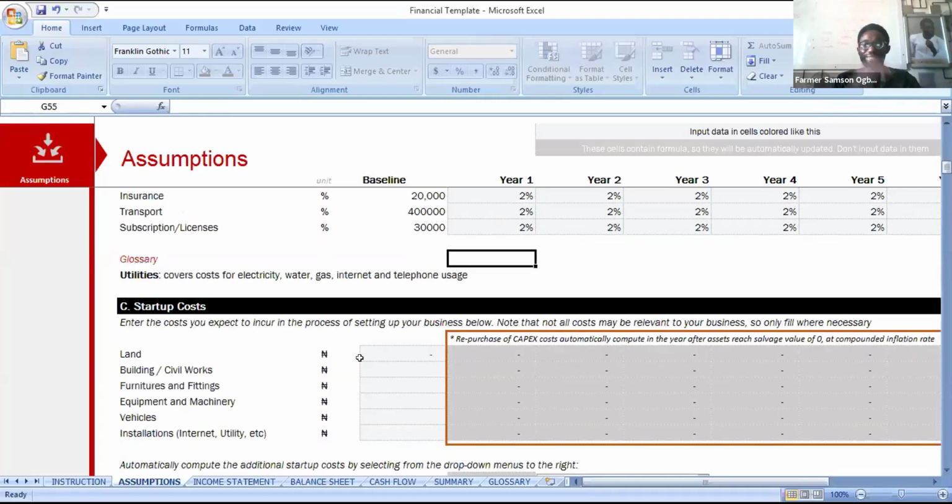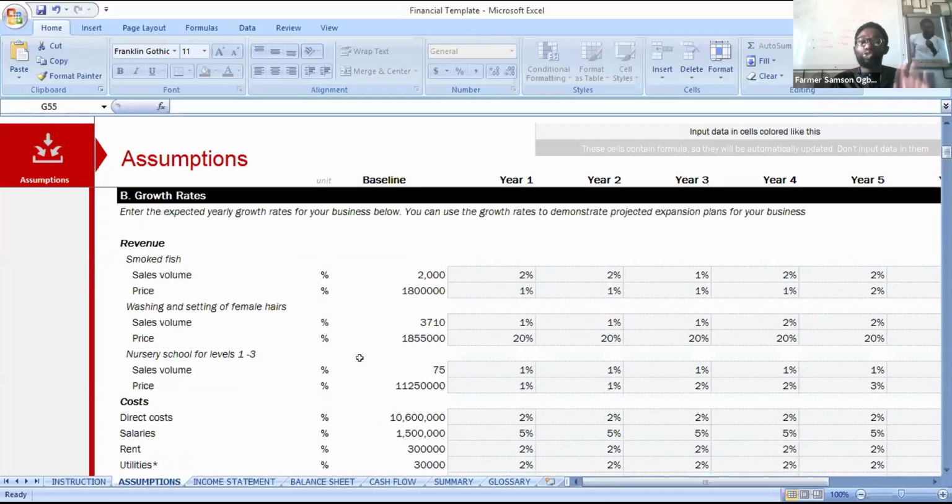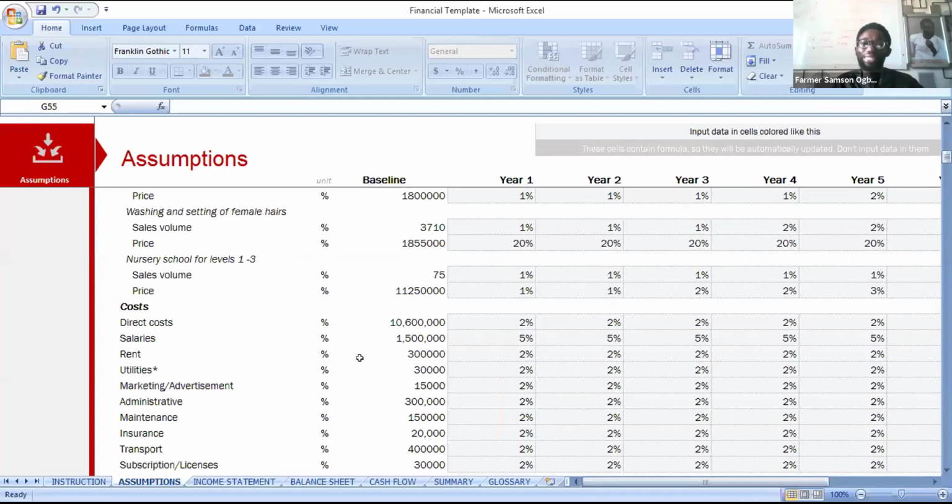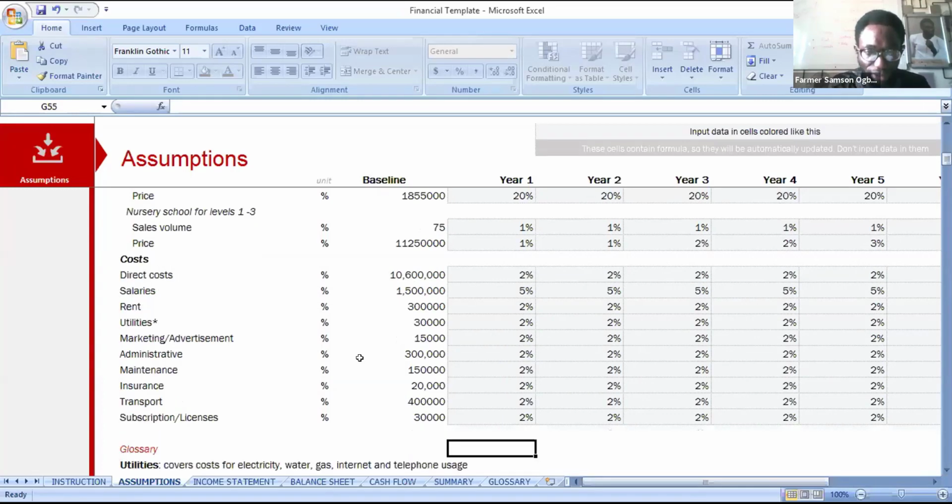Startup costs. So where are the startup people? Let's come to your own area. Now, please, let me say this. You don't need to fill every space. If there are spaces that do not apply to your business, skip it. I hope that makes sense.